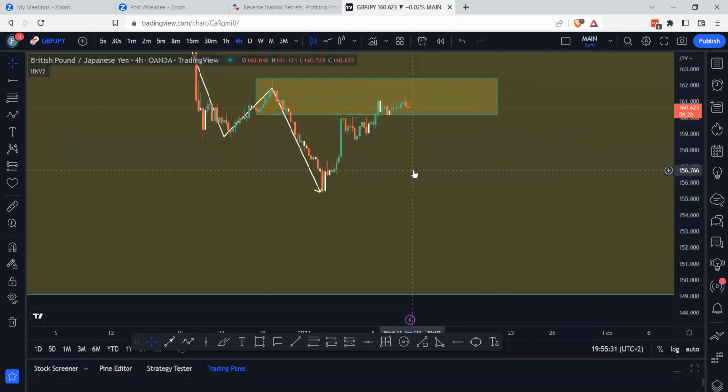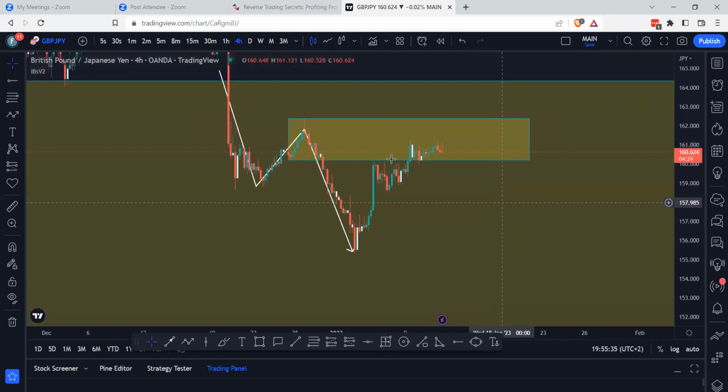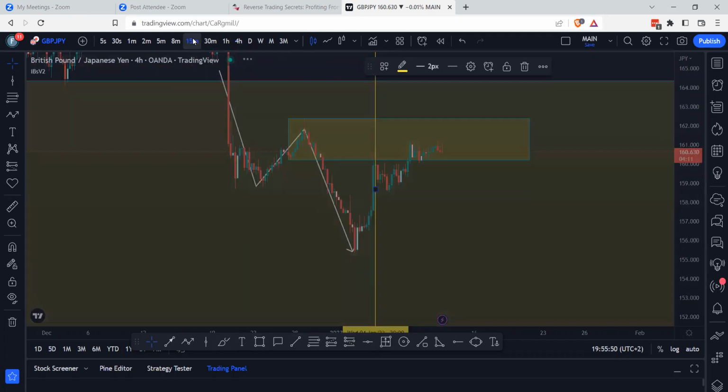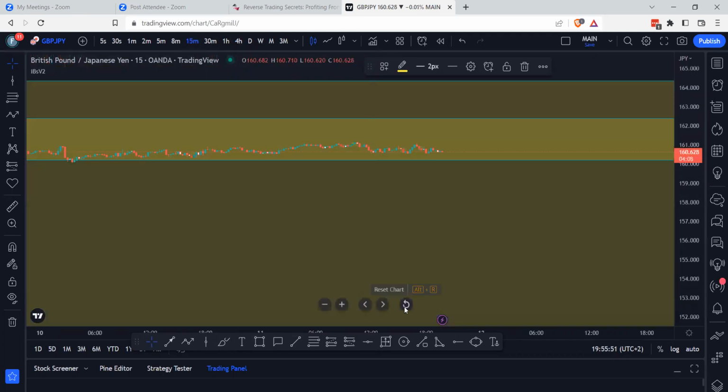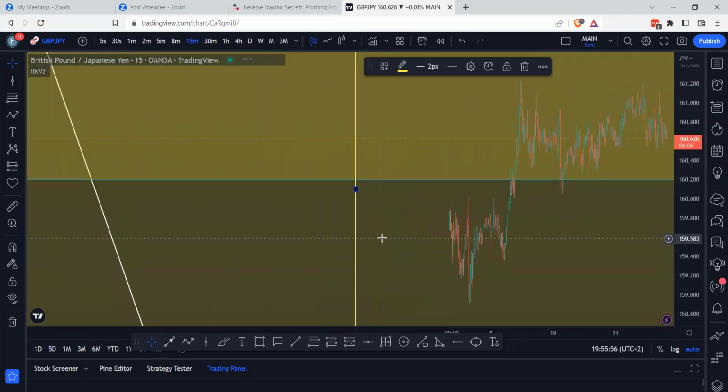Based on what we have here, let's look at structure here. Obviously this is the point of the mitigation of the zone. Let's see if on a lower time frame we'll be able to spot liquidity. So I want to go to 15 minutes, for example. So let's play this back here.